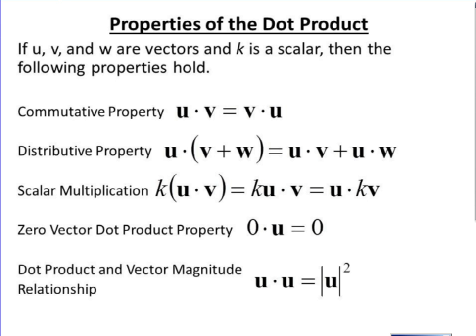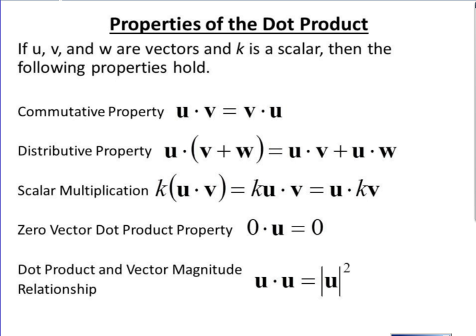Properties of the dot product. If U, V, and W are vectors and K is a scalar, which remember just has a length, it doesn't have an angle or direction associated with it, then the following properties hold. So we can use a commutative property. It doesn't matter which vector comes first and which one comes second. You are allowed to switch them.